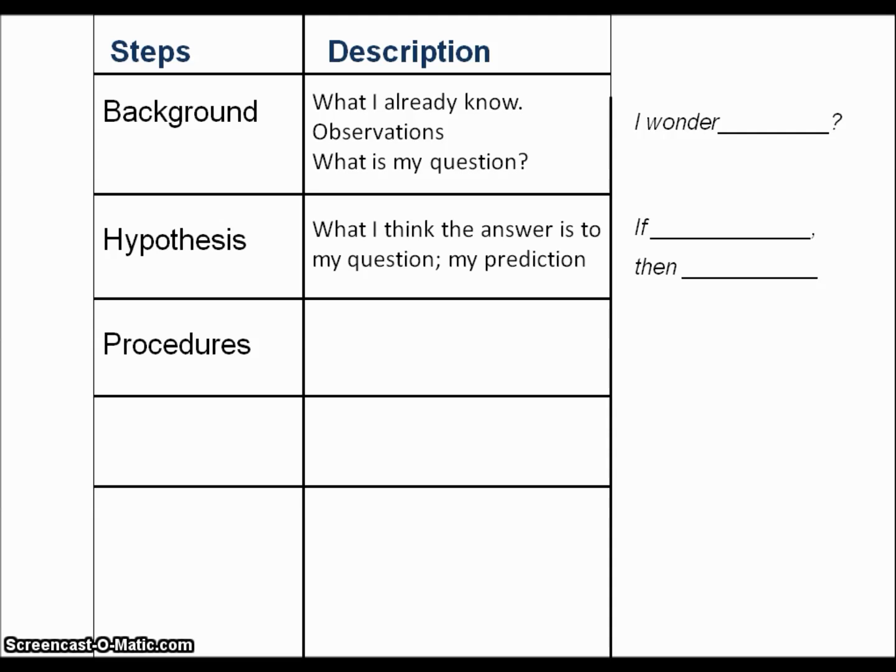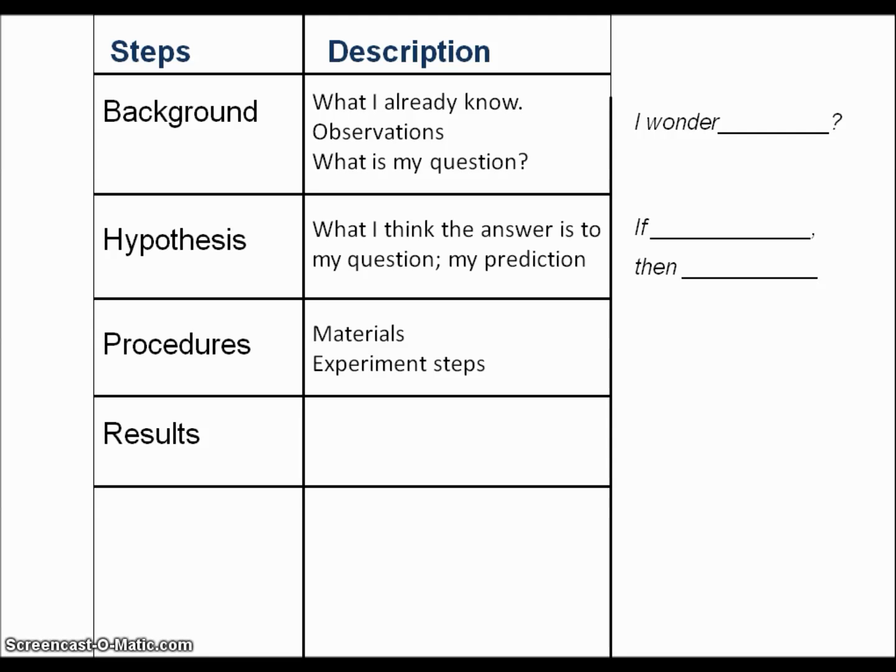Now you need to design your experiment. This is where the procedures step comes in. Here you're going to list all the materials you need and the experimental steps that you're going to take. This needs to be detailed because somebody else needs to be able to recreate your experiment if they ever wanted to. After you've got that all set, you will now do the experiment and collect your results.